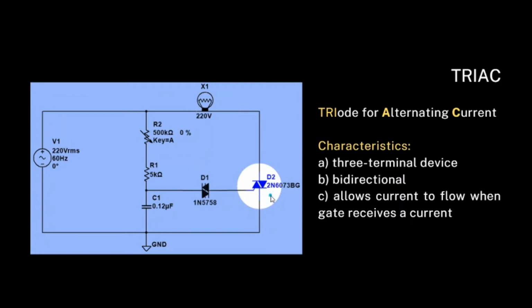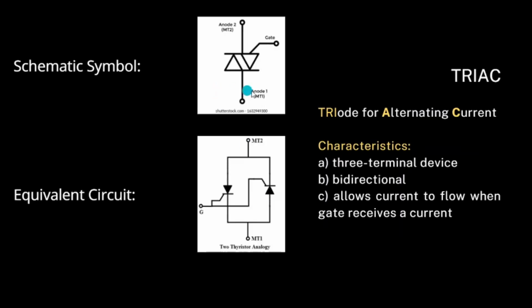Now for the schematic symbol, we have the schematic symbol of a TRIAC. It is composed of anode 2, MT2, anode 1, MT1, and then the additional terminal, which is the gate. If you notice here, class, it is almost the same as the DIAC. Same terminals, with just a gate added. And this gate needs a trigger current for our current to flow in our TRIAC from anode to anode.